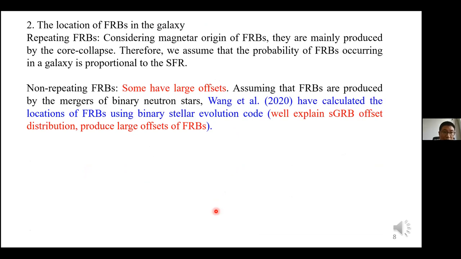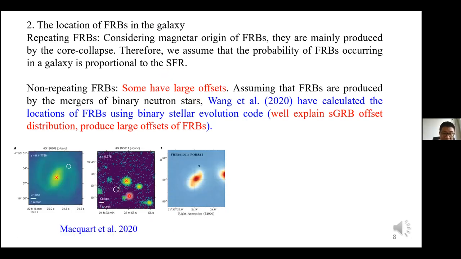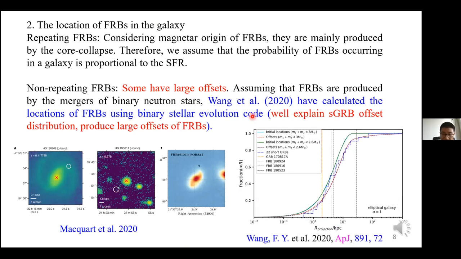The second step is to determine the location of FRBs in the galaxy. For repeating FRBs, considering the magnetic origin of FRBs, we assume the probability of an FRB appearing in a galaxy is proportional to the star formation rate. For non-repeating FRBs, some localized ones have very large offsets. They are far away from the galaxy center. Assuming they are produced by mergers of binary stars, we can calculate the locations of FRBs using a binary stellar evolution code. Our result can explain the short GRB offset distribution, and can also produce large offsets of FRBs.